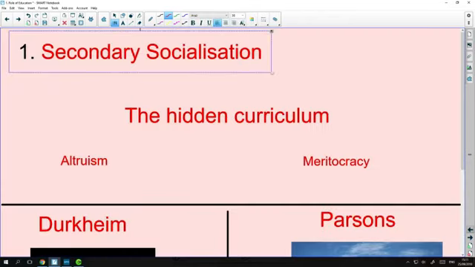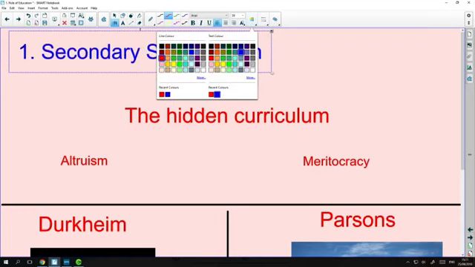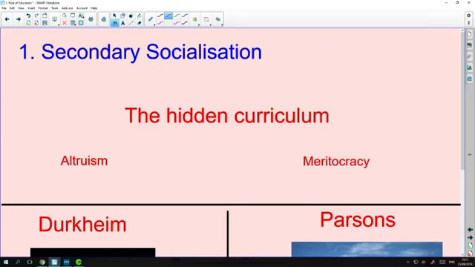So can you do it in your heading colour, please? I think I've got it in red in here. I'm just going to change it to blue. So secondary socialisation is the next heading, and we need to talk about it. Hopefully we'll get it done in the time.